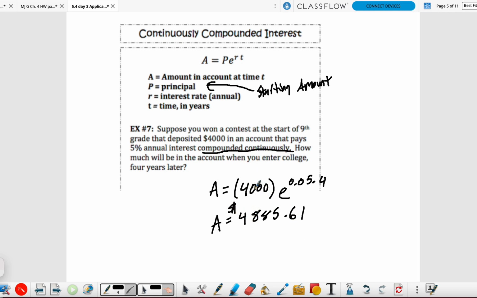So you gained about $800, almost $1,000 actually, if we're really going to round up, in just those 4 years. Pretty cool.